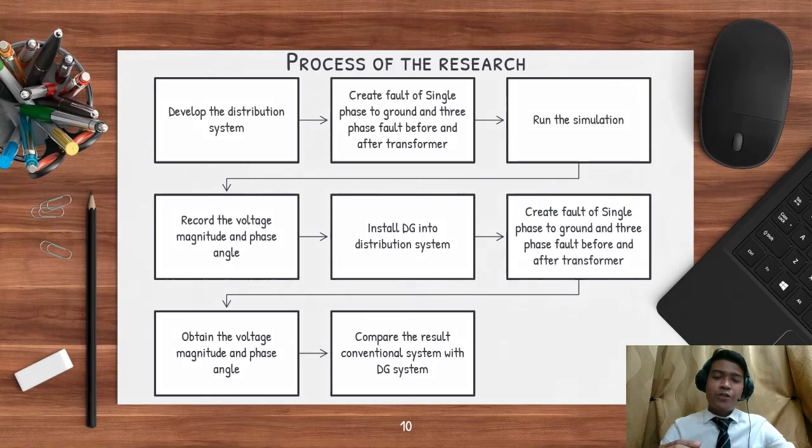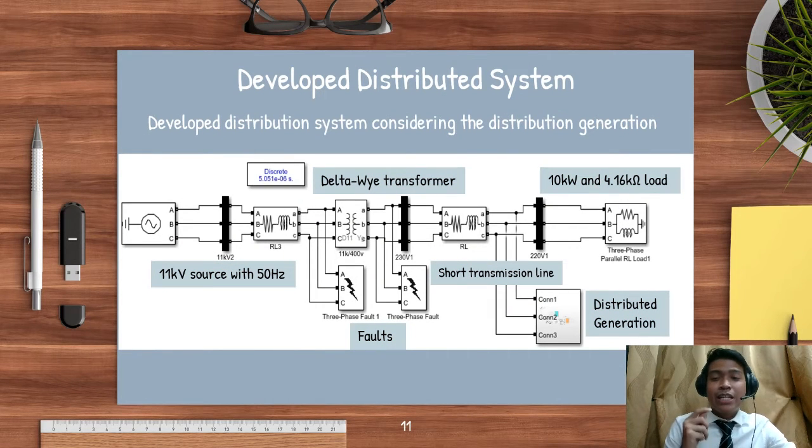Okay, for the developed distribution system, the system starts with the 11 kV source with 50 Hz frequency. Then the RL series bus is connected to represent the short transmission line. Next, the distribution system is stepped down from 11 kV to 0.4 kV with a delta transformer. After that, the RL load is connected to represent a short transmission line as the voltage drops to 230 volt. Furthermore, the 3-phase parallel RL load is connected at the end of the system with parameters of active power 10 kW and inductive reactive power 4.16 kΩ.